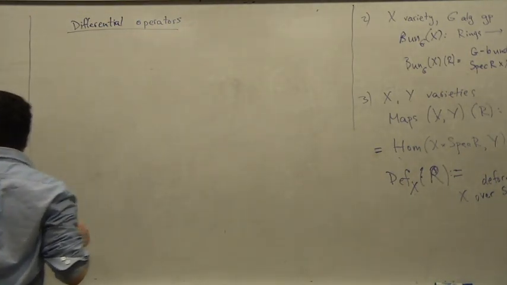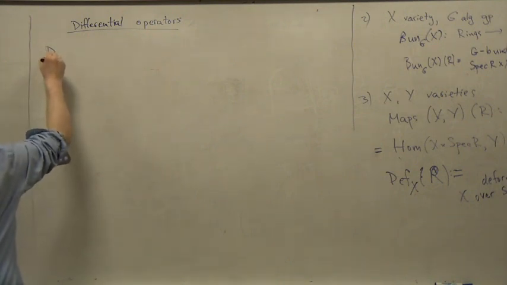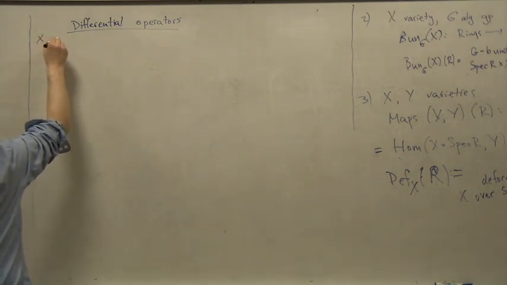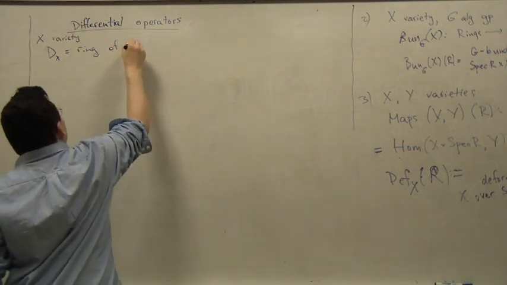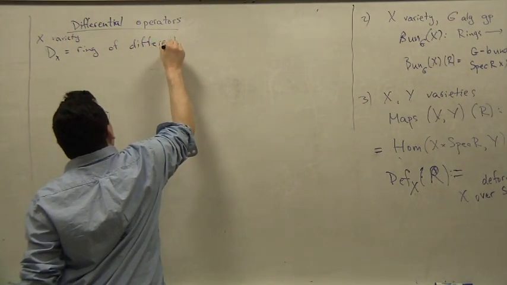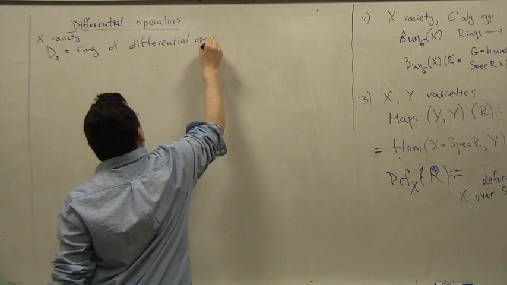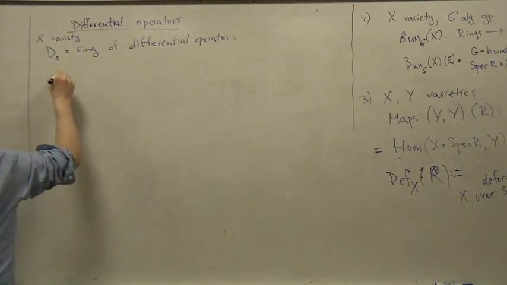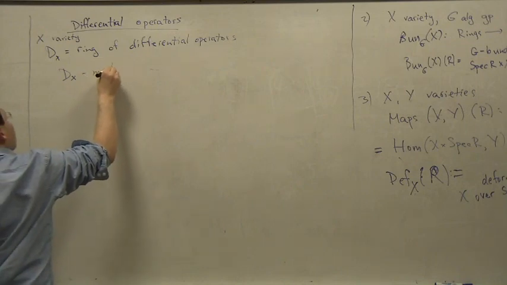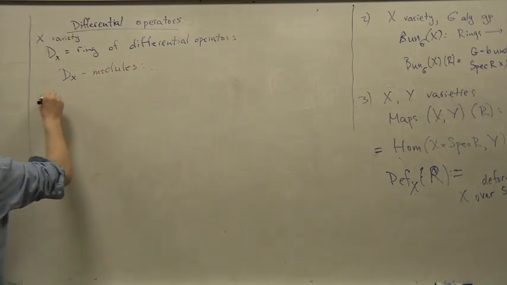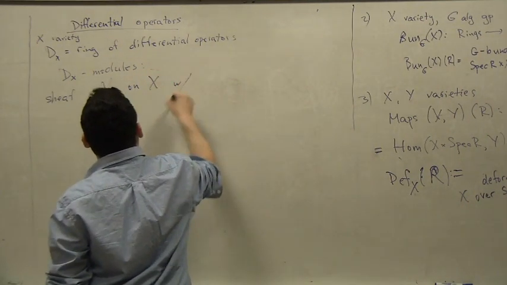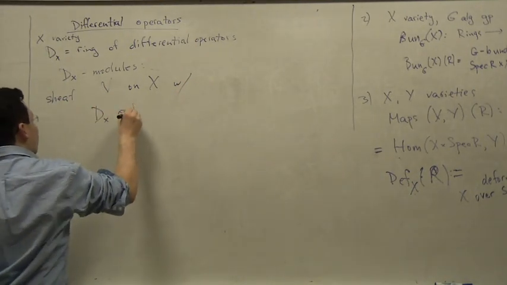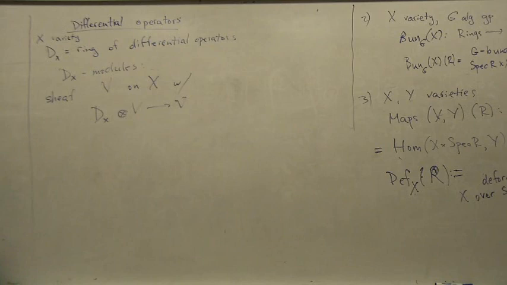So, all I will say is that there's this ring, D sub X. So X, let's say, is still a variety. This is a ring of differential operators. And we can consider D_X modules. So that's going to be a sheaf on X. Let's call it V on X with an algebra map D_X tensor V to V, so that it becomes a module, the usual kind of thing.